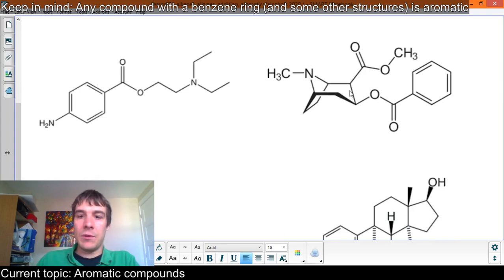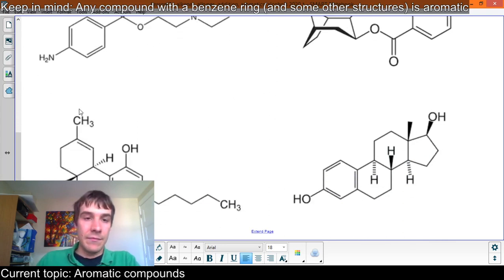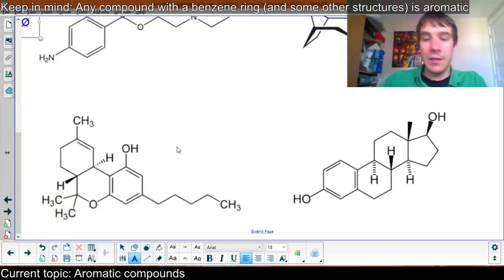Here's, I think, morphine or something like that, has benzene in it. Or cocaine. That's cocaine, I think. Here's the testosterone, has a benzene ring. Tetrahydrocannabinol, you've probably heard of that one. THC, the active ingredient in marijuana, has a benzene ring. Like that, there it is, benzene ring.